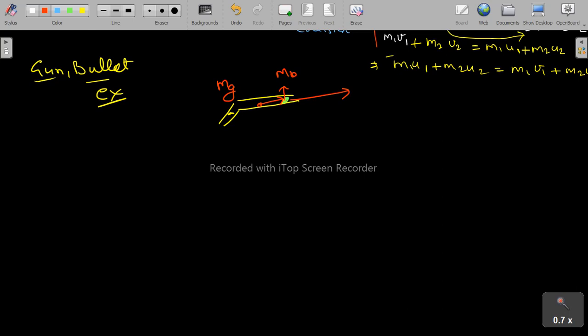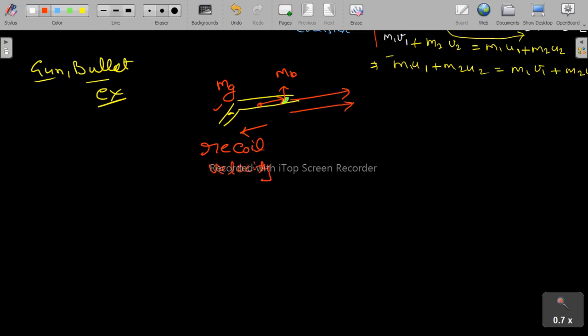Before firing, the gun and the bullet were both at rest. After collision the bullet will start moving in the forward direction with its final velocity, and the gun will move backward with a jerk, which is experienced by the gun holder. The backward velocity experienced by the gun holder is called the recoil velocity of the gun.